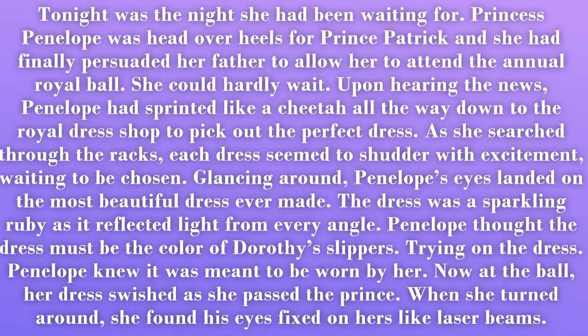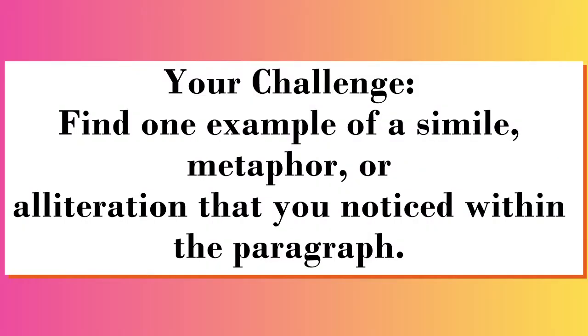Trying on the new dress, Penelope knew it was meant to be worn by her. Now, at the ball, her dress swished as she passed the prince. When she turned around, she found his eyes fixed on her like laser beams. Your challenge is to find one example of a simile, metaphor, or alliteration that you noticed within the paragraph. Remember, there are 2 similes, 1 metaphor, and 2 alliterations.